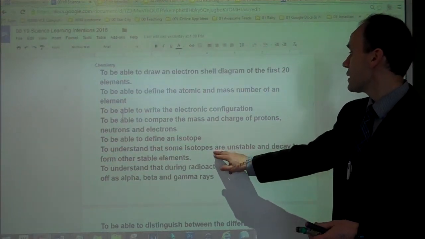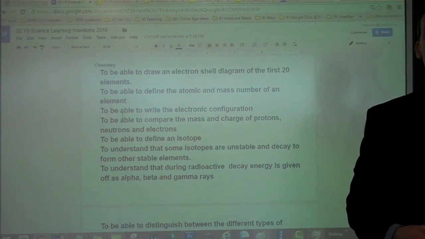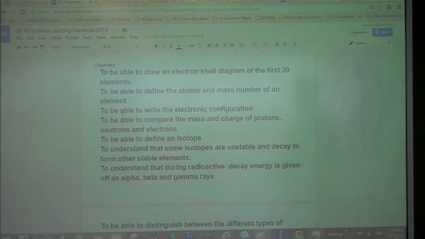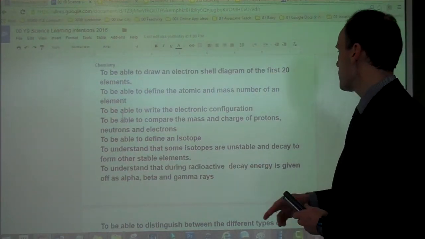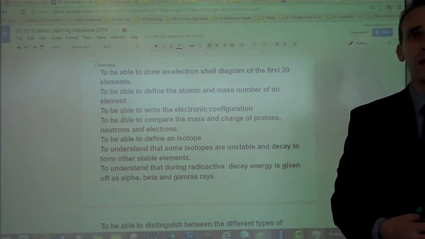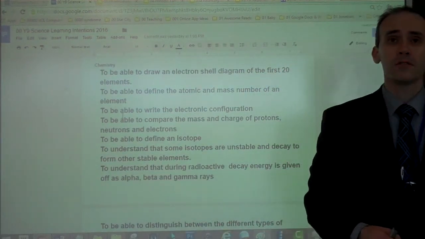Okay, to be able to understand that some isotopes are unstable and decay to form stable elements. So that's where we were talking about radioisotopes, and we looked at things like uranium and how they decay down, which is nuclear decay. Okay? To understand that during radioactive decay, energy is given off as alpha and beta particles and gamma rays.